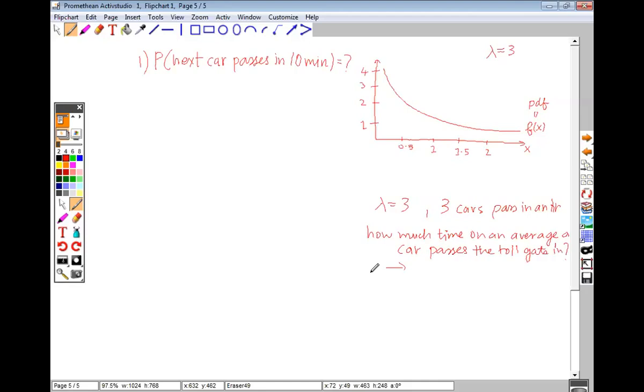This is a very basic word problem type question that you get in 5th or 6th standard, I guess. I know that 3 cars pass in an hour. And again, I'm assuming that each car passes at a constant rate, and each of these cars passing is independent of any other car passing through the toll gate. So we keep those assumptions always in our mind. Now my question is, how much time on an average will it take for a car to pass the toll gate?